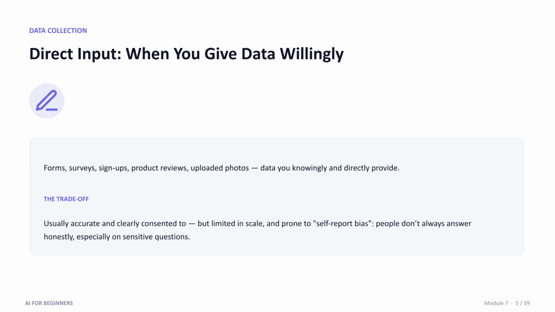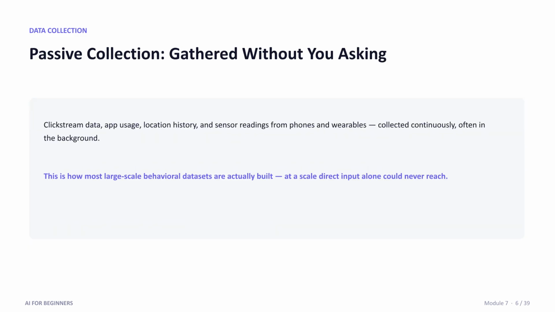While this data is generally accurate and consensual, it is limited in scale and prone to self-report bias, as people may not always be honest. Passive collection happens without your direct action, often gathering clickstream data, location history, or sensor readings from your devices in the background. This allows for massive, large-scale behavioral datasets that direct input could never reach.